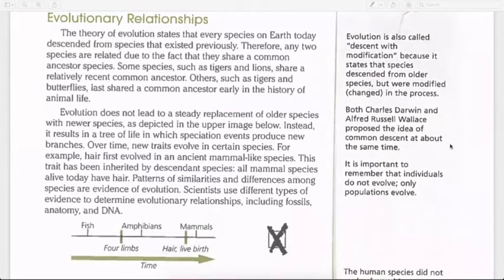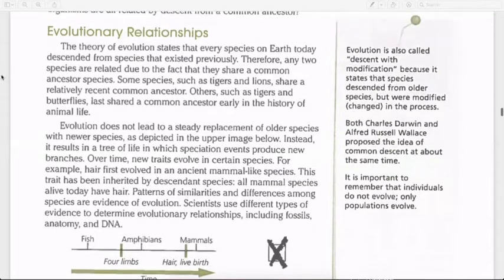It is important to remember that individuals do not evolve. I'll say that again, guys. Individuals do not evolve. Individuals do not evolve. Only populations evolve. The entire group, again, just like the board over here. I'm screen sharing, so you can't see my board anymore. But just like that board I showed you, certain animals died, certain animals lived, but they did not change. The population changed through reproduction. All right, so let's go into the reading.